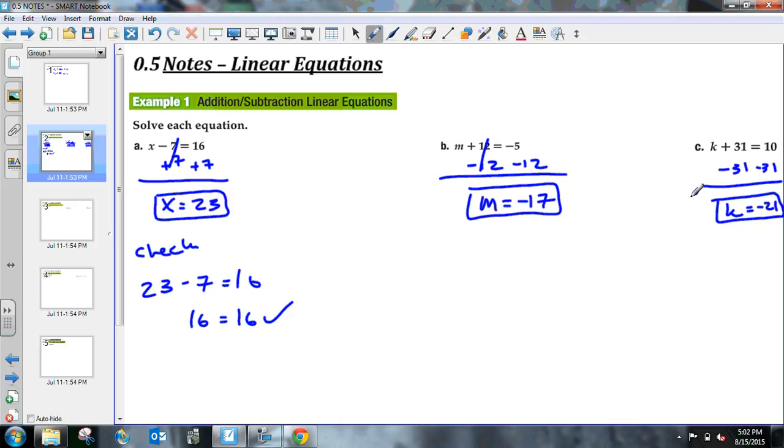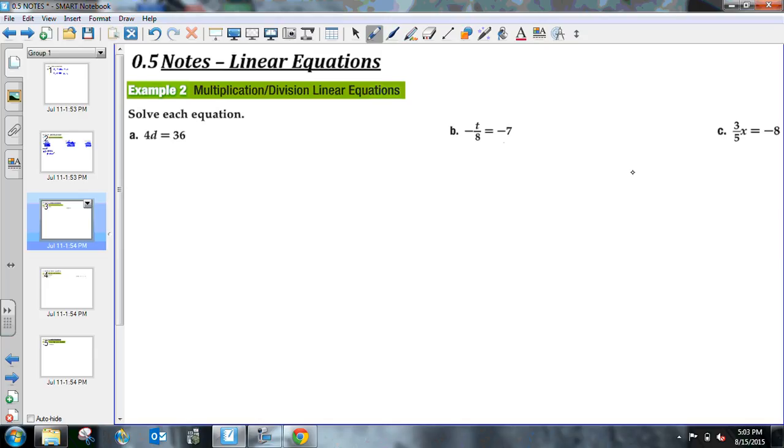These are things that I kind of assume you guys come into class knowing, but we're going to make sure we go over it. On these, we're doing either multiplication or division to solve these equations. Now, when you see this, 4d is equal to 36, you could rewrite this, maybe it makes sense for you, 4 times d is equal to 36. Since I'm multiplying by 4, I want to do the opposite of multiplying by 4, and that's divide by 4 on both sides.